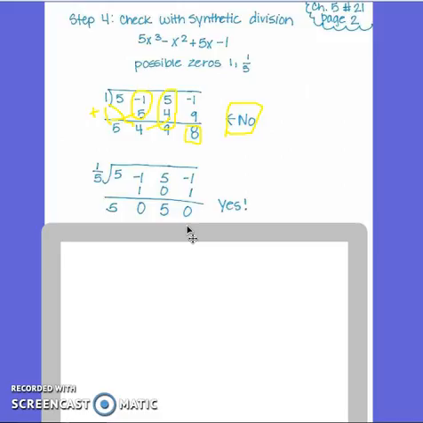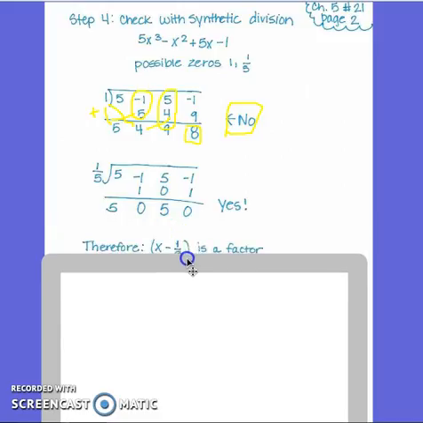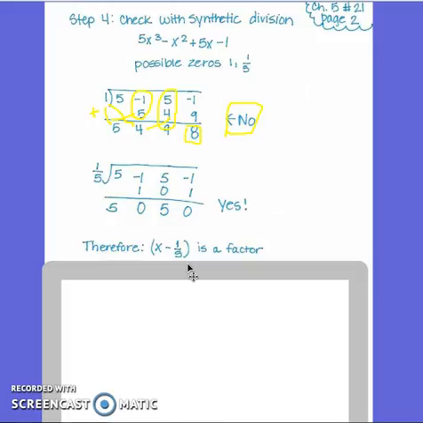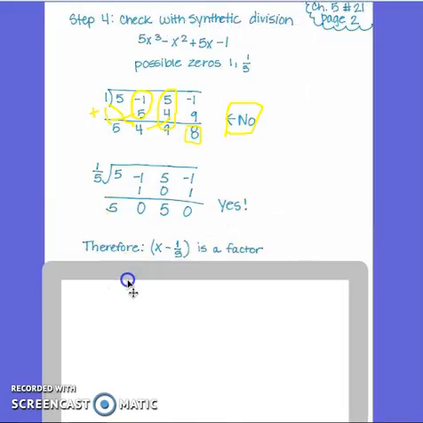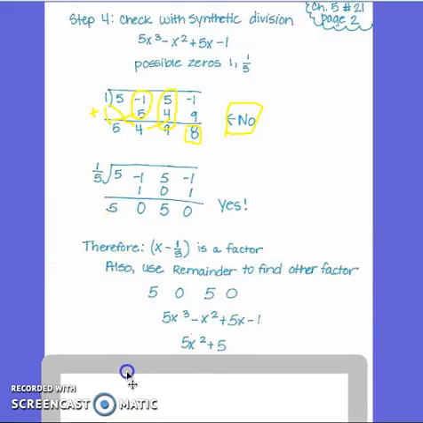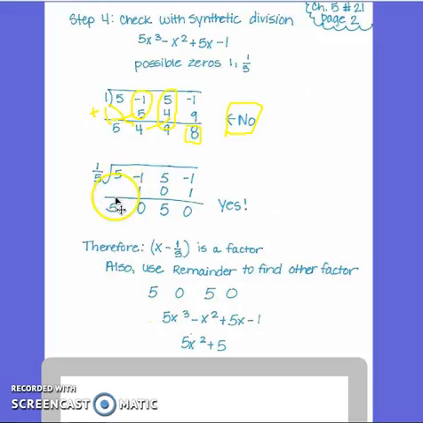Since 1/5 is a real 0 of our function, x minus 1/5 is a factor of our function. Okay? We also need to find the other factor of our function, and in order to find the other factor, we are going to use the remainder from our synthetic division. So, our remainder from our synthetic division, I just rewrote this here, and then also here is the original function.